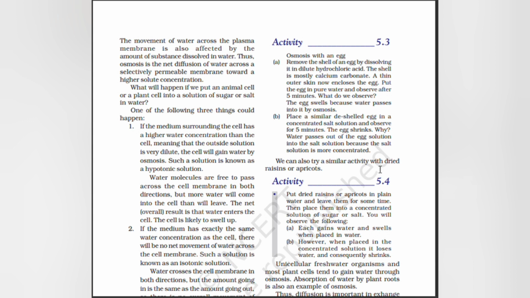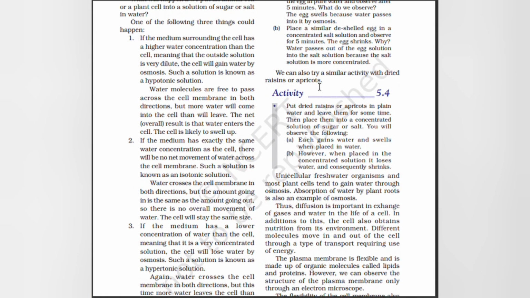We can also try a similar activity with dried raisins or apricots. Put dried raisins or apricots in plain water and leave them for some time. Then place them into a concentrated solution of sugar or salt. You will observe the following. Each gains water and swells when placed in water. However, when placed in the concentrated solution, it loses water and consequently shrinks. Unicellular freshwater organisms and most plant cells tend to gain water through osmosis. Absorption of water by plant roots is also an example of osmosis.